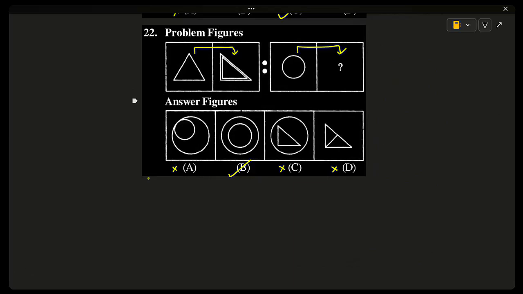Why? Because in this pattern, the triangles are not touching each other, so they are forming 2 layers. Similarly, in option B, they are not touching each other. Option B will be the correct answer. And 23rd one.